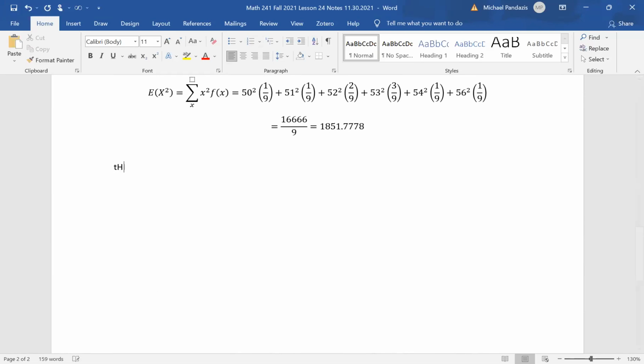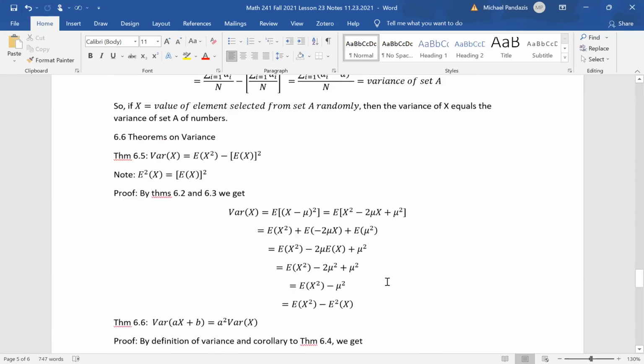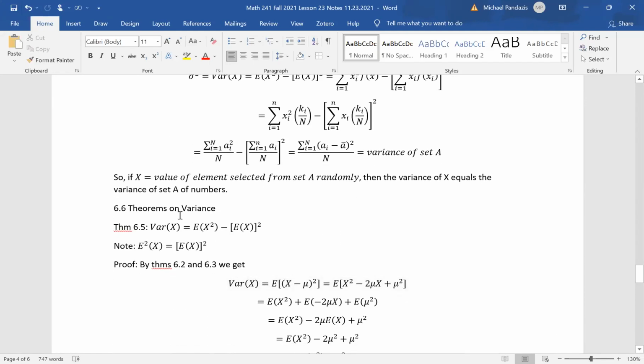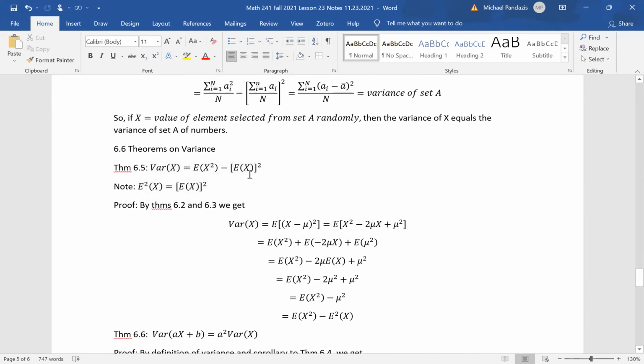Okay, so for this lesson, at the end of, let me quickly go to the last lesson. So the last section was on theorems on variance. So we said the variance of X is equal to E of X squared minus E of X, quantity squared.